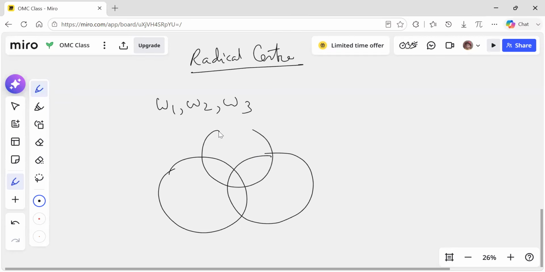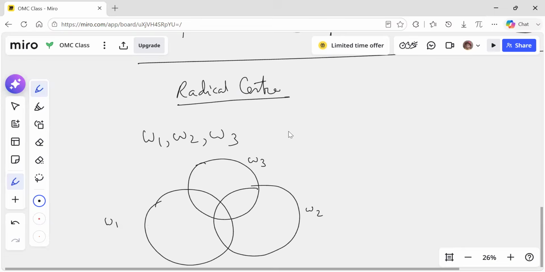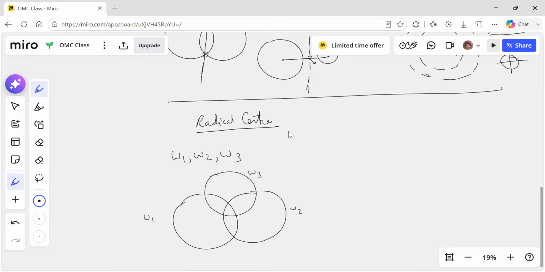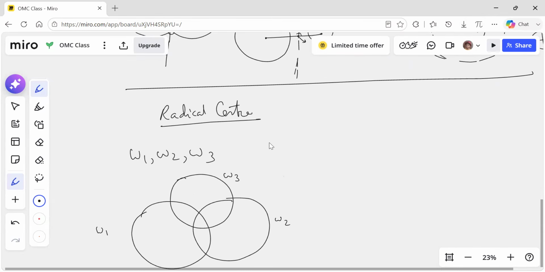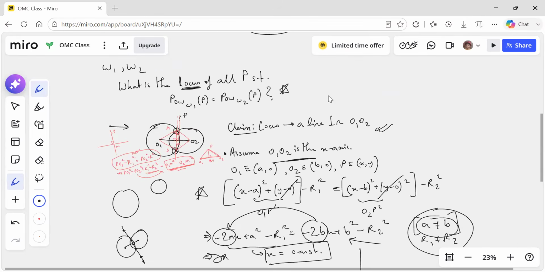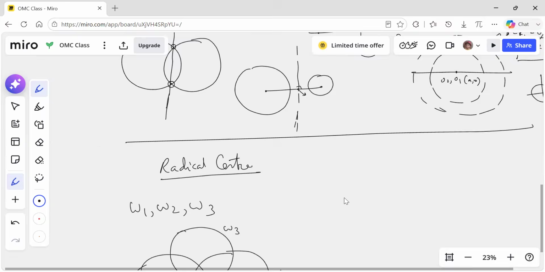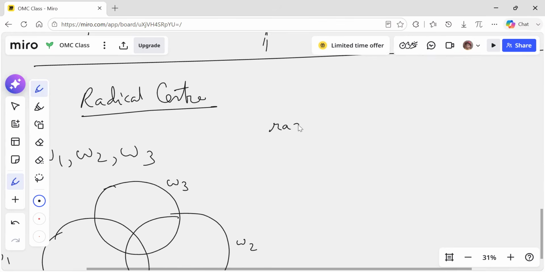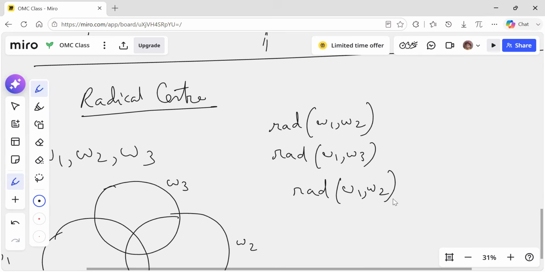What if we have something like this? Say this is omega 1, this is omega 2, omega 3. From before, we have control over what the radical axis of two circles can be. So a natural thing to consider here is, let me denote the radical axis of omega 1 and omega 2 by rad omega 1 comma omega 2. This represents a line. So if I use that notation, I know what rad omega 1 comma omega 2 is. I know what rad omega 1 comma omega 3 is. And I also know what rad omega 2 comma omega 3 is.